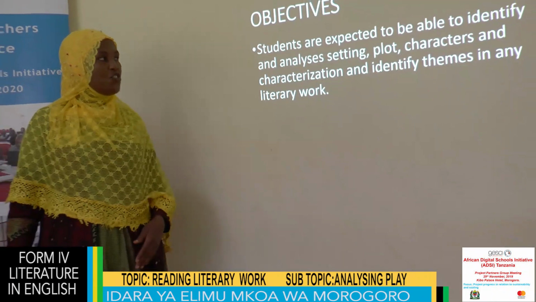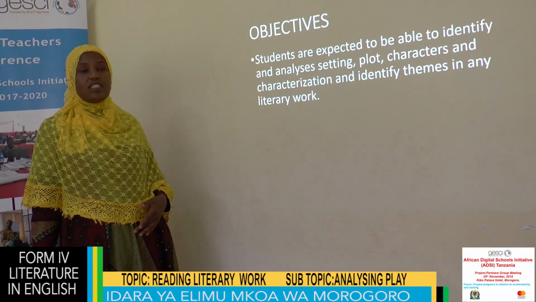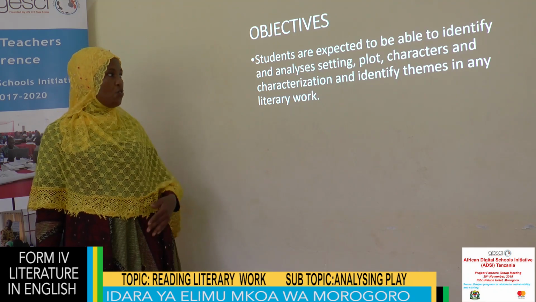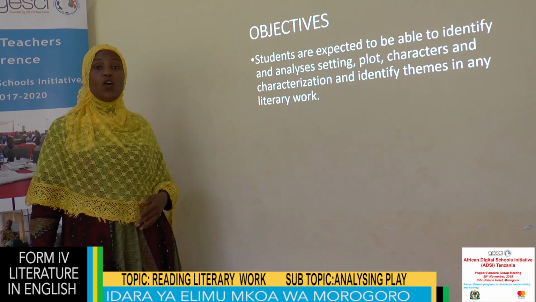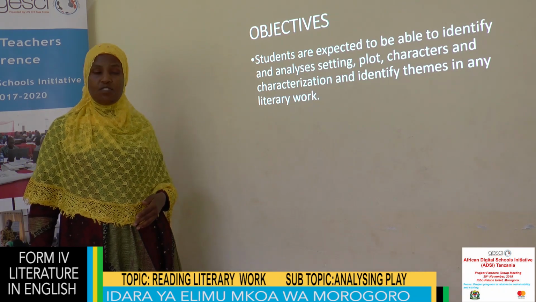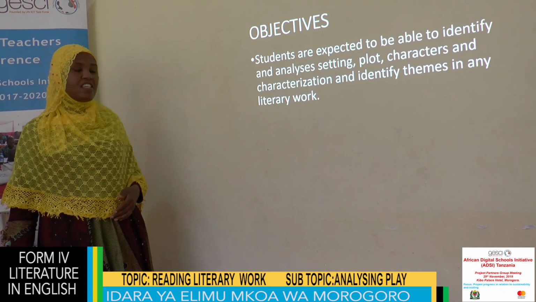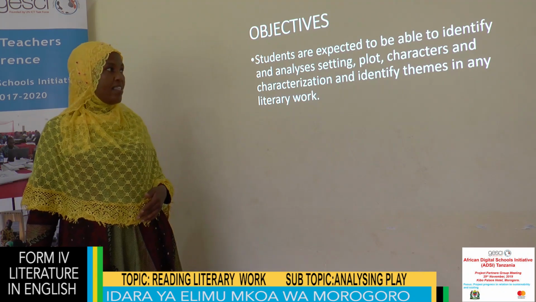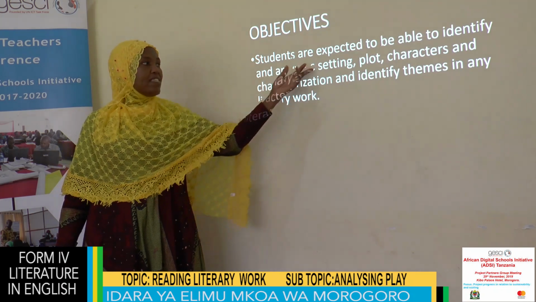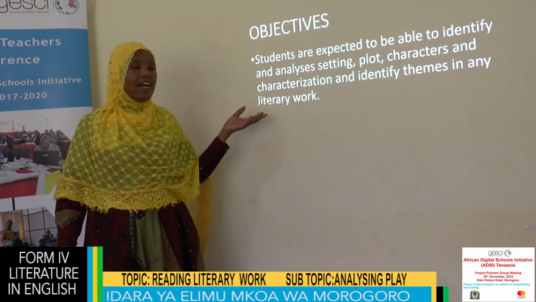Now, before we continue, let us be aware of the intended objectives that you are going to cover at the end of this topic. You students are expected to be able to identify and analyze settings, plots, characters and characterization, and identify themes in any literary work. That means you are supposed to be able to describe the setting, that is the place where the work of art has been acted.